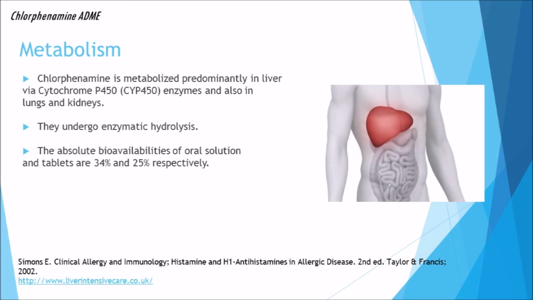Chlorphenamine is metabolized predominantly in the liver via the CYP450 enzymes, and it is also metabolized in the lungs and the kidneys. Chlorphenamine undergoes enzymatic hydrolysis, and the bioavailability of oral solution and tablets are 34% and 25% respectively.